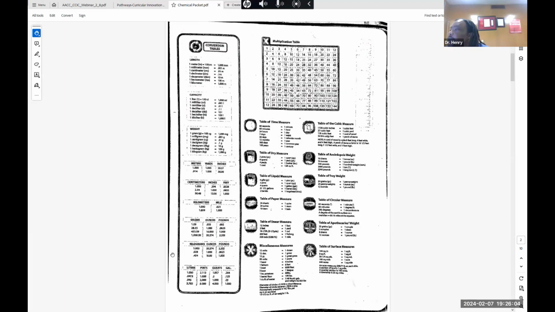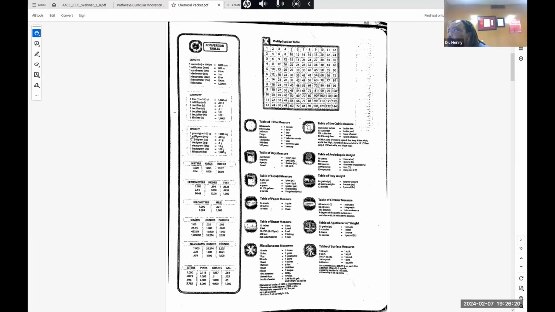So you can see here that we have various conversions. We have liters, pints, quarts, and gallons. We know 4 quarts is equal to 1 gallon. So you see the 1.00. This will allow us to do a lot of those conversions that we're used to.